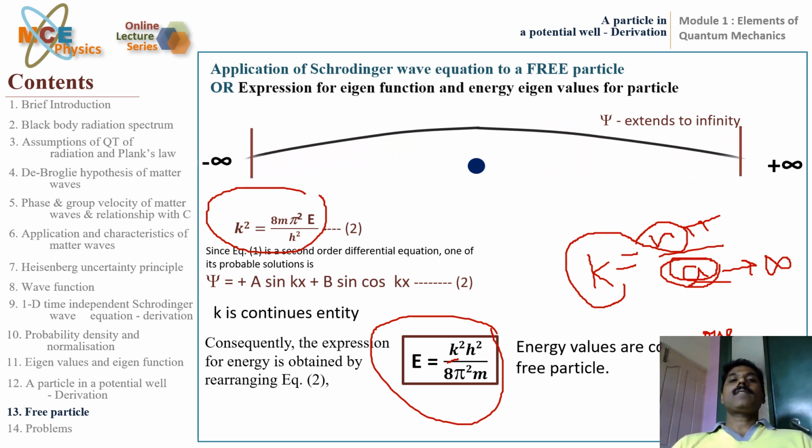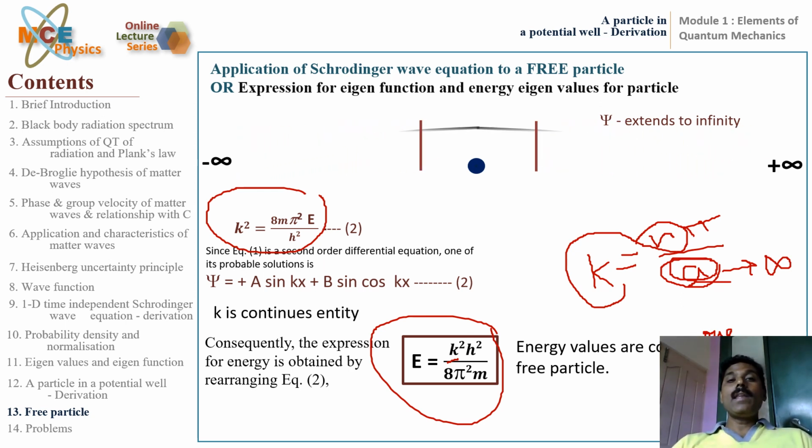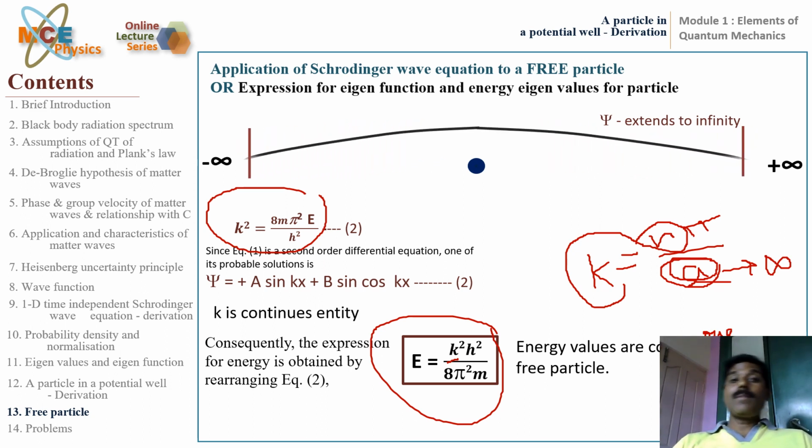In such a case, when the particle is free from all kinds of fields and forces, you can conclude that the particle can have any set of energy values. That means energy values can be continuous, need not be discrete or quantized.